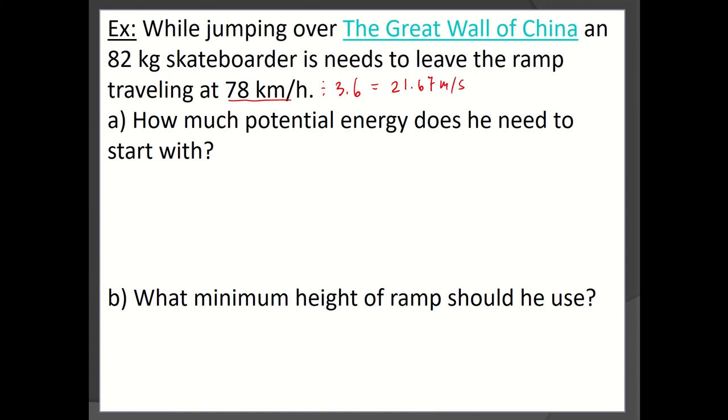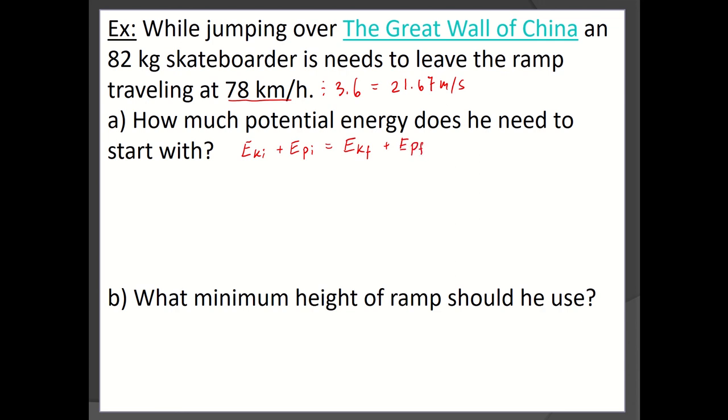So the question is, how much potential energy does he need to start with in order to clear the Great Wall of China? So in this case, let's start with the equation. Our initial kinetic energy, let me use I for initial so it's not confused with zeros here. You can use your EK naught or EKI if you want, it's up to you, plus the initial potential energy is going to equal the final kinetic energy plus the final potential energy.